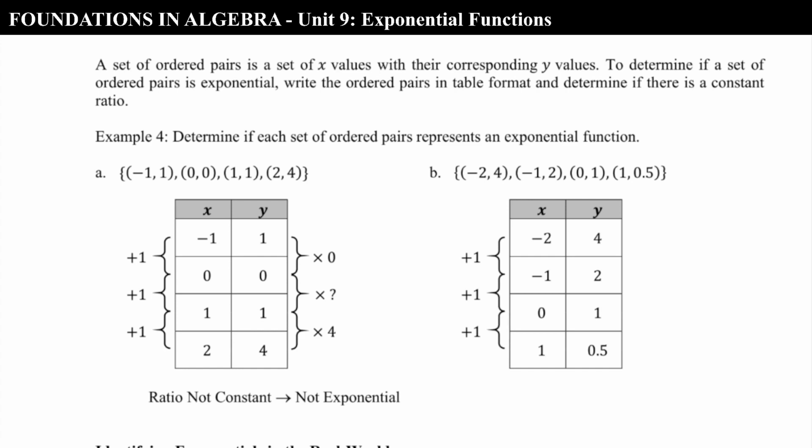For B, let's pop in our x and y values. Our x values change by 1 each time. So what do we multiply 4 by to get 2? Well, we can multiply it by 1/2. If you divide it by 2, it's the same as multiplying by 1/2. 1/2 of 2 gives me 1, and 1/2 of 1 gives me 0.5. So here, every time we're multiplying by 1/2, so we have a constant ratio, so it is exponential.